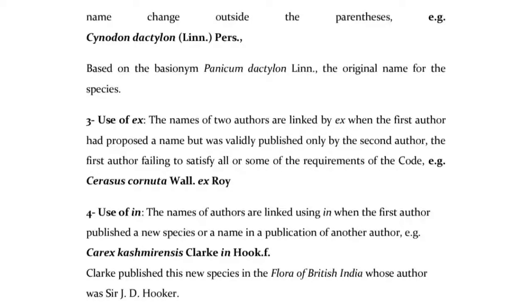Point 3. Use of ex. The names of two authors are linked by ex when the first author had proposed a name but it was validly published only by the second author, the first author failing to satisfy all or some of the requirements of the code, e.g. Cerasus cornuta Wall. ex Roy. 4. Use of in. The names of authors are linked using in when the first author published a new species or name in a publication of another author, e.g. Carex kashmirensis Clark in Hook. f. Clark published this new species in the Flora of British India whose author was Sir J. D. Hooker.